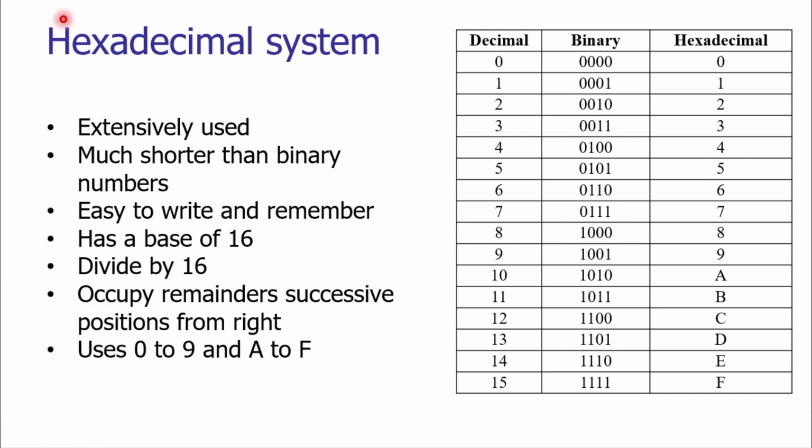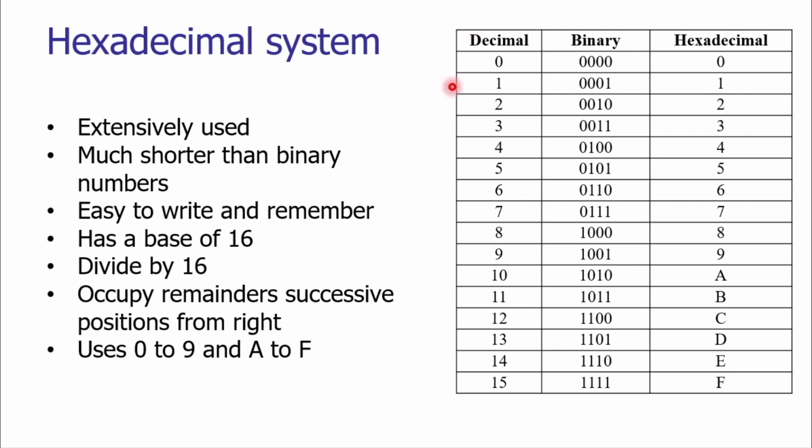So for this purpose we are using the hexadecimal system. Hexadecimal means the base will be 16, and when we have the base of 16, we are trying to find its hexadecimal representation. So the hexadecimal system is considered to be more efficient in comparison with the binary representation.